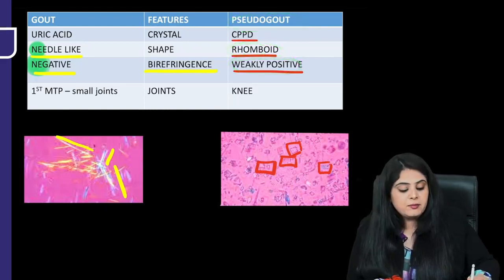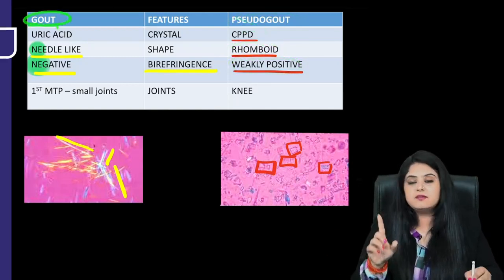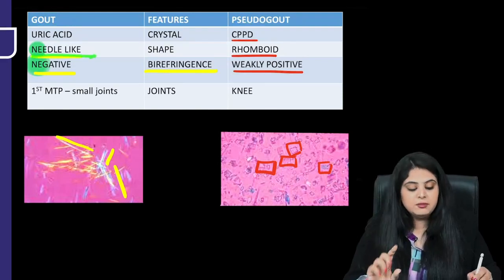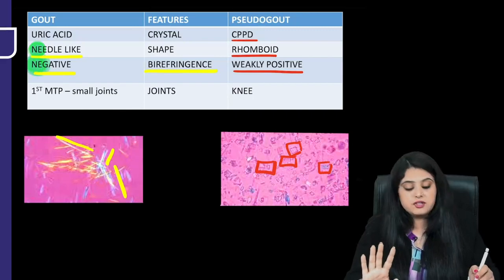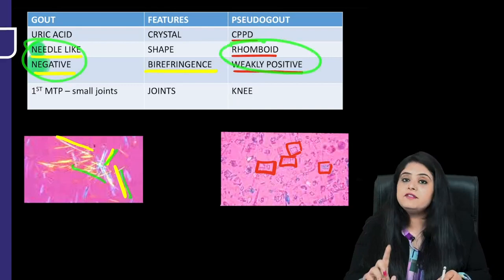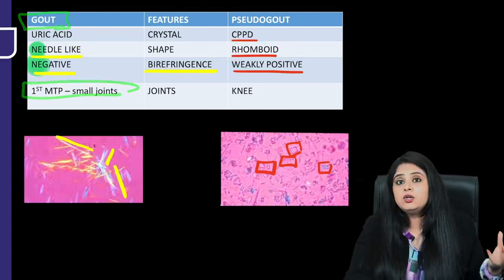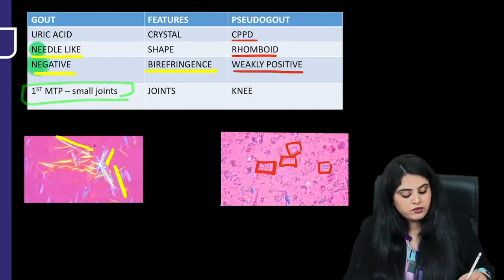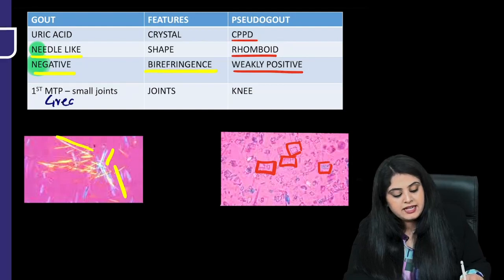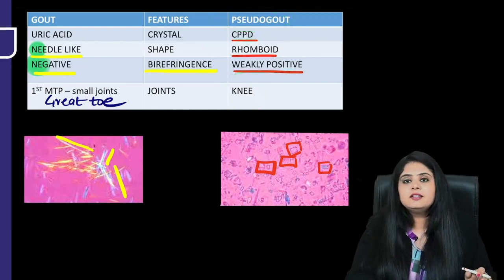Okay? So please remember, gout is always the main one that we study. Pseudogout is the second disease; gout is the main one. So what happens in gout? Uric acid, and needle-like crystals. Any needle-like crystals are negatively birefringent, whereas the rhomboid crystals are weakly positive birefringent. Sorted? Even the joints are sorted for you. Gout tends to occur in the great toe, the first metatarsophalangeal joint, and that is where the tophus occurs, whereas pseudogout tends to occur in bigger joints like the knee joint.